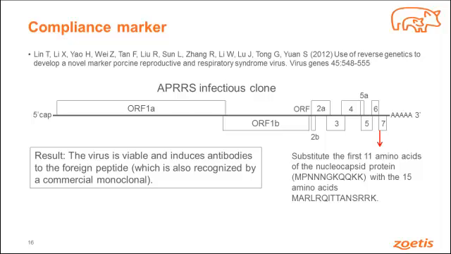Here's an example of a compliance marker. This is with the Chinese PRRS infectious clone. And what they did is they got rid of the first 11 amino acids in ORF7, that's nucleocapsid, and replaced it with this synthetic sequence, which doesn't mean anything except that there's a monoclonal antibody that reacts with it. So they started with the reagent and went toward the peptide.